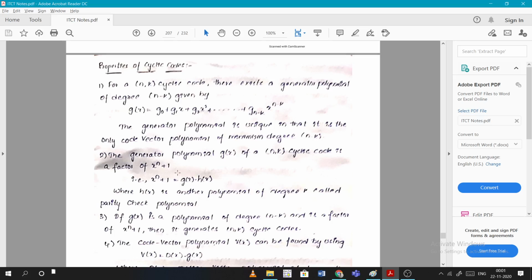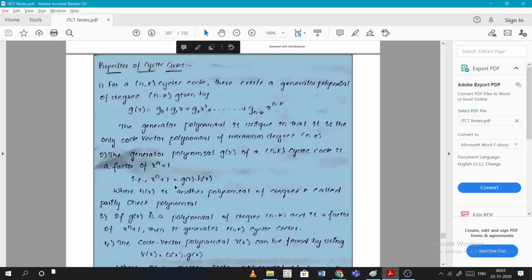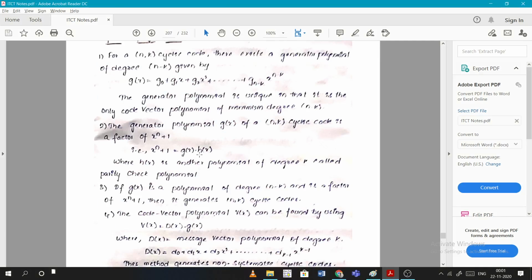So if you know g(x), it is enough to find h(x), because anyway x^n + 1 we already know, like x^7 + 1. From that we can find h(x).